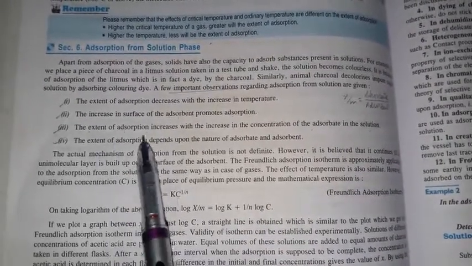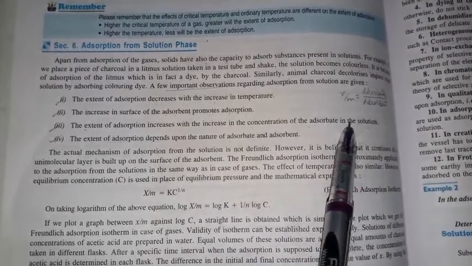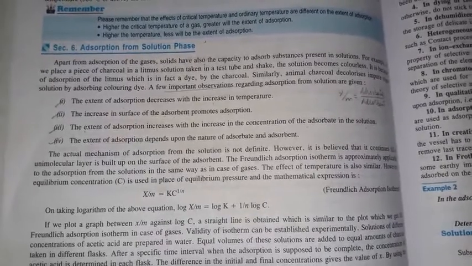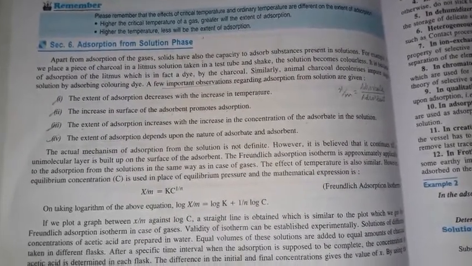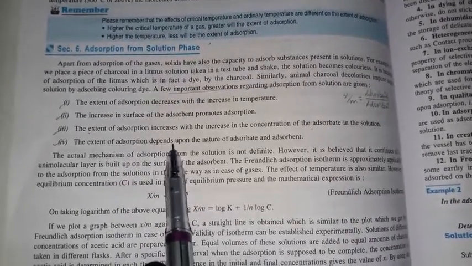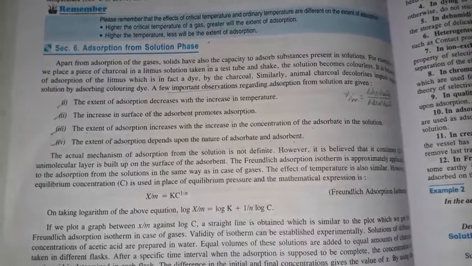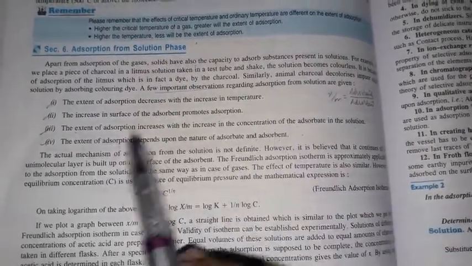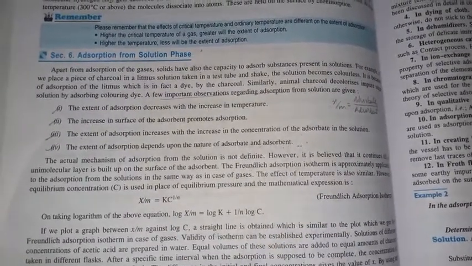Third point: the extent of adsorption increases with an increase in the concentration of adsorbate in the solution. Next, the extent of adsorption depends upon the nature of adsorbate and adsorbent. The adsorption process basically depends on the adsorbate and adsorbent, and you also study that adsorption is a phenomenon involving both these terms, adsorbate and adsorbent.